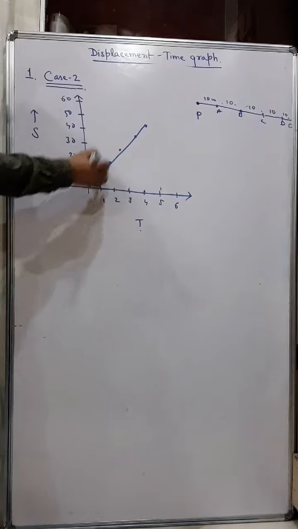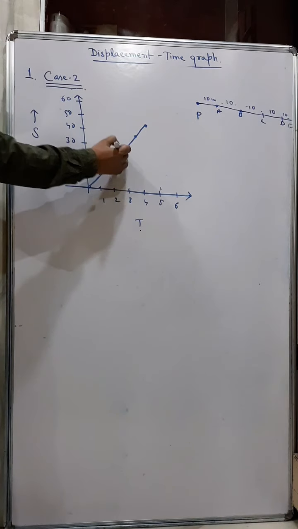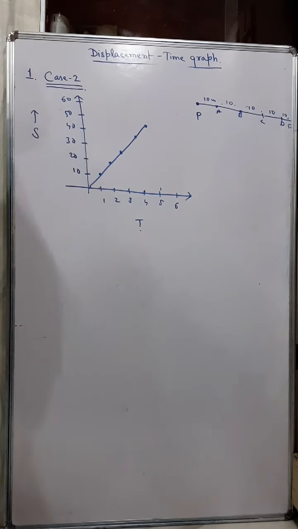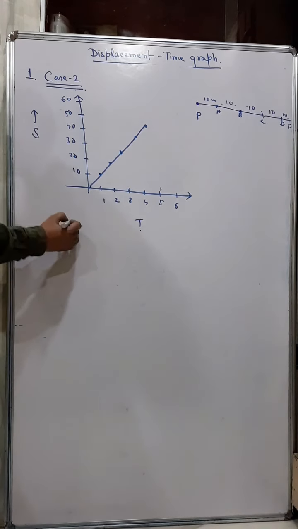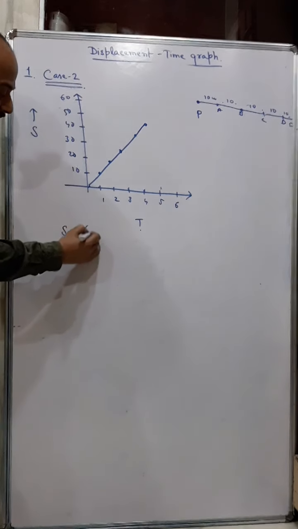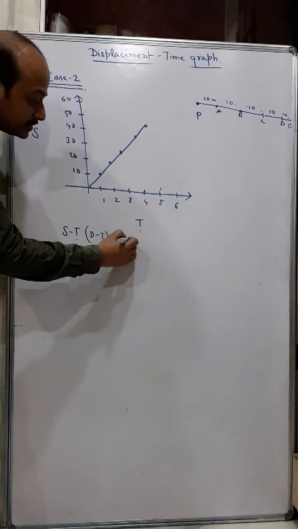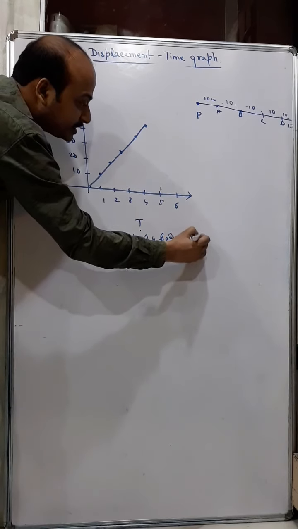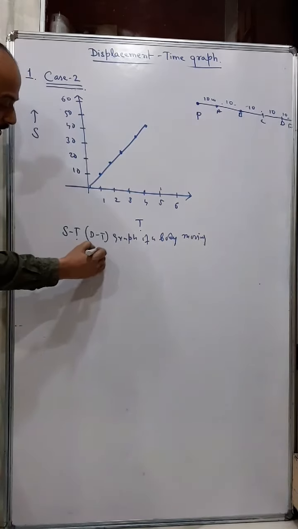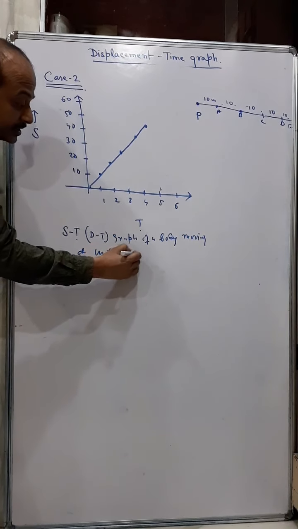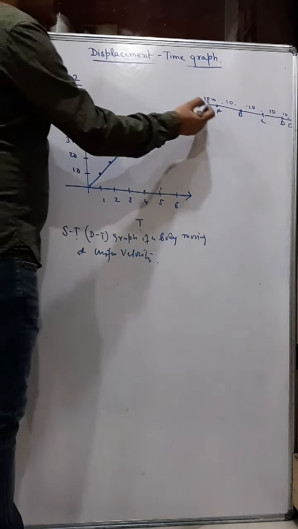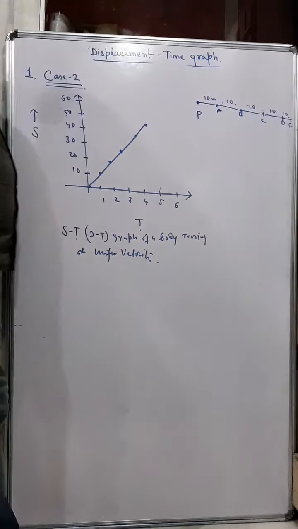So in this case, we get a straight line like this, right? So what can we say about the motion of the body? In this case we can say this is an ST graph or a DT graph of a body moving at uniform velocity, because the body is moving equal distance in equal intervals of time.